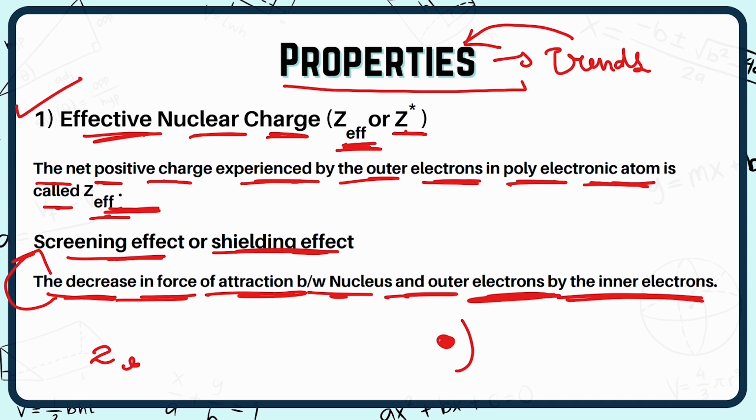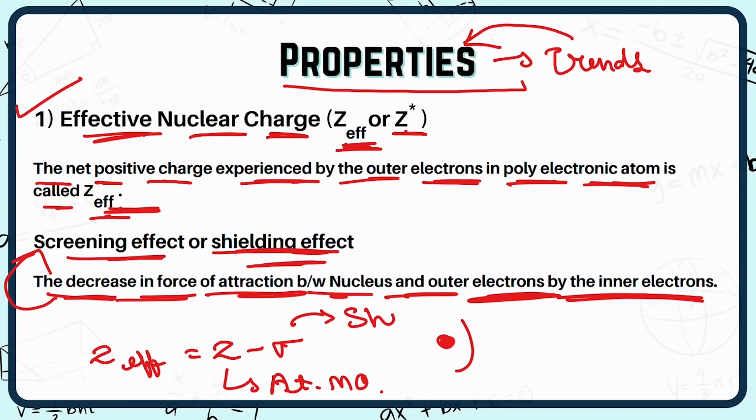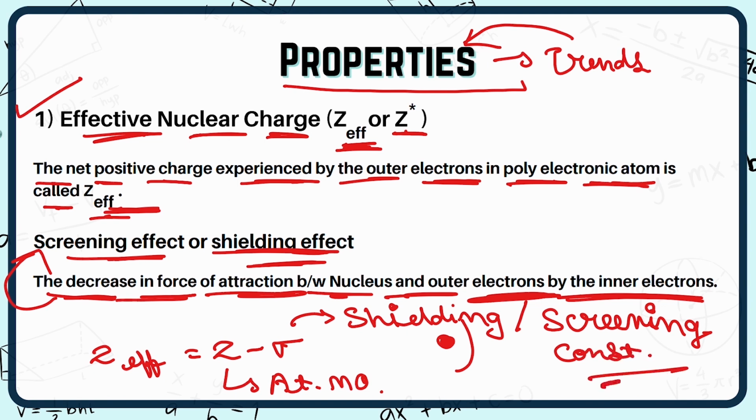So the formula is Z effective is equal to Z minus sigma. Z is the atomic number, we already know, and sigma is called shielding or screening constant. Sigma is known as shielding or screening constant, and this particular constant depends upon various aspects that we are going to cover in upcoming slides.